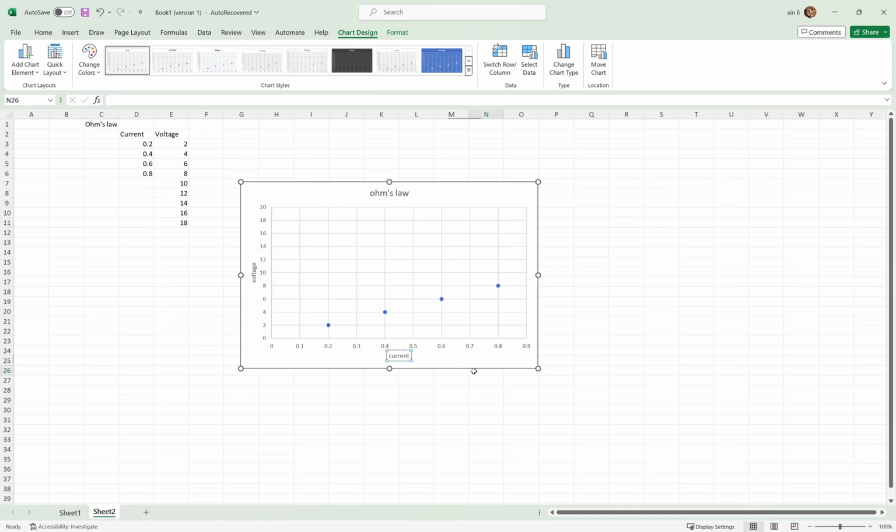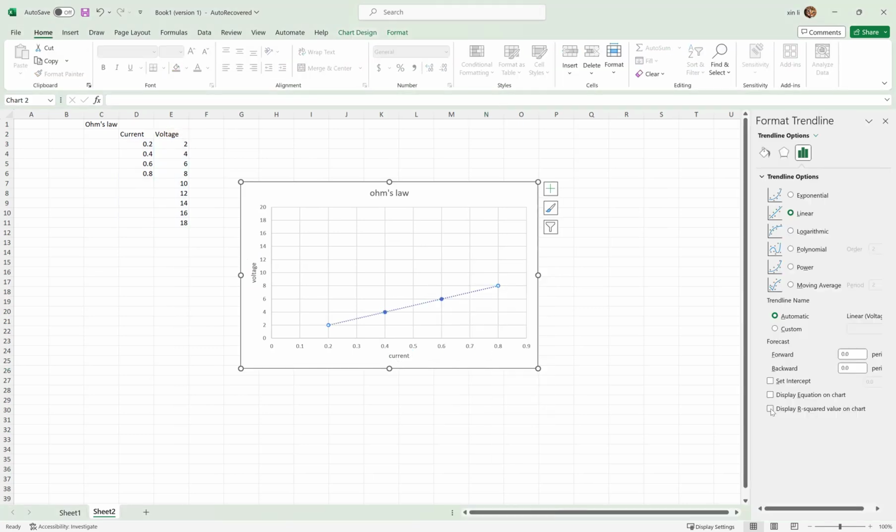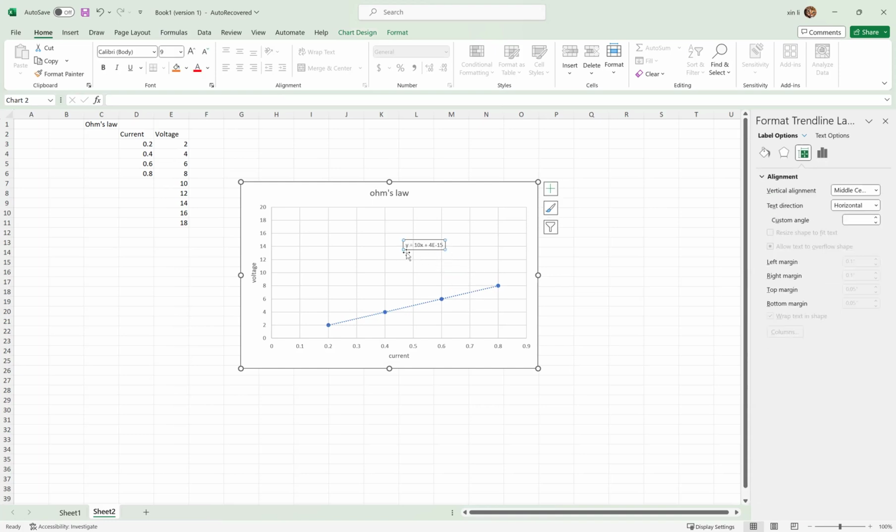Okay. And after that, you right click on your data table, you go to add trend line, you are going to display equation on the chart. And basically you are going to get y equals 10x plus 0. So this 10 is the slope, which is the resistance. Okay, so the slope will give you the resistance of the light bulb, and you are going to get the equation and answer the analysis question. So this is how to draw the graph for this lab. Okay, you should be able to finish this lab, and this will be Ohm's law.